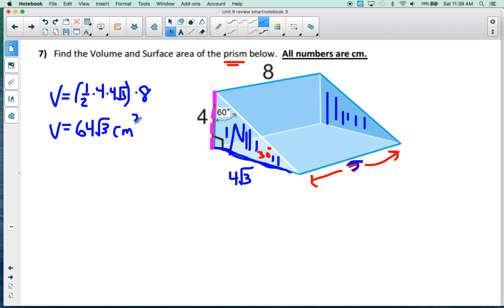Cubed. Okay, now surface area is just adding up all the shapes, right? Again, we're not going to give you this formula. You should just know that. In other words, what I mean by all the shapes is all the sides, all the two-dimensional sides.